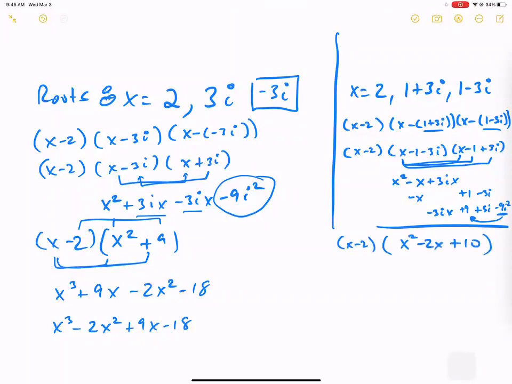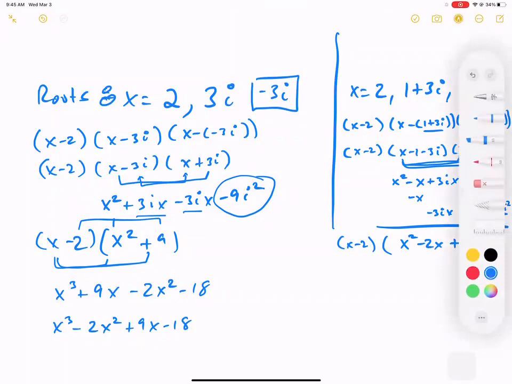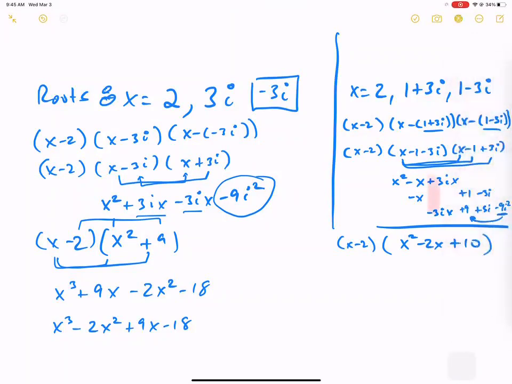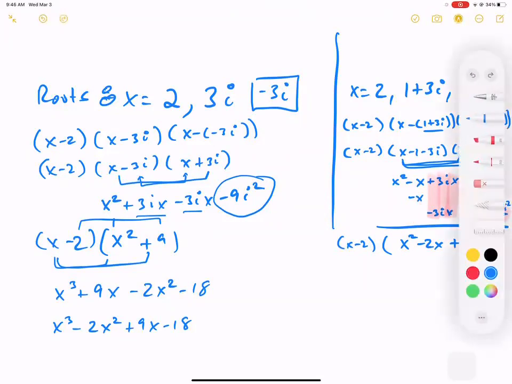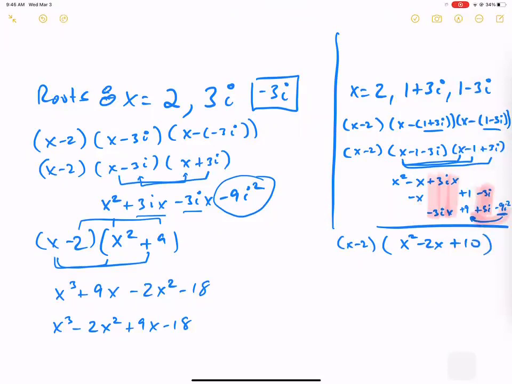I'm going to go ahead and show you guys what happens to some of these terms. These guys here, take a look. Plus 3i minus 3i, gone. Minus 3i plus 3i, gone. And we had moved this guy over to become positive 9. Okay, so negative 1x minus 1x is negative 2x. And 1 plus 9 is 10. Our last step here, we still have to multiply everything back together. Our binomial and trinomial. So let's just do it.